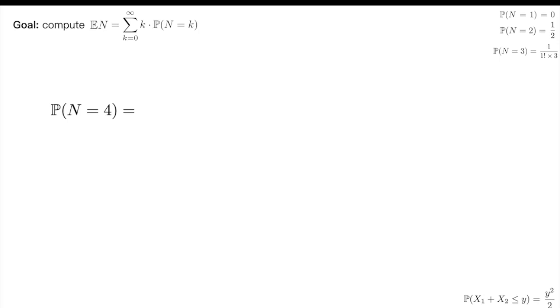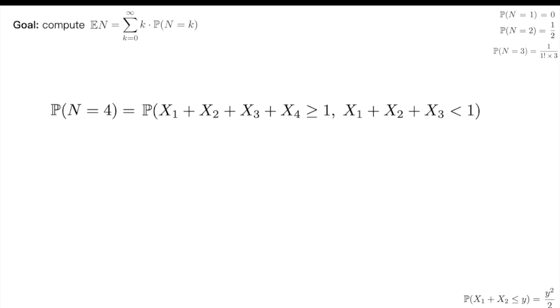Now it's time to compute the probability of going bankrupt at the 4th cup of coffee. You may wonder, if I continue to do this, we're going to compute countless numbers. But trust me, this is the final one we are going to compute. Bankrupt at time 4 means the sum of the first 4 cups of coffee is greater than 1. At the same time, the sum of the first 3 cups of coffee is smaller than 1. Otherwise, we would go bankrupt at time 3 instead of 4.